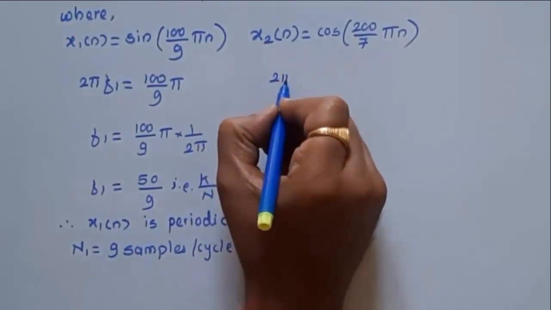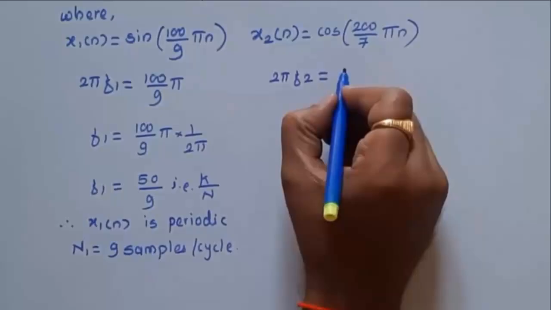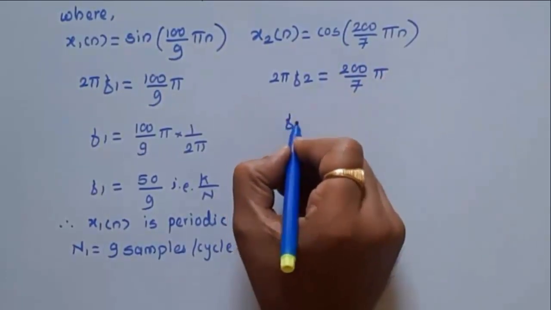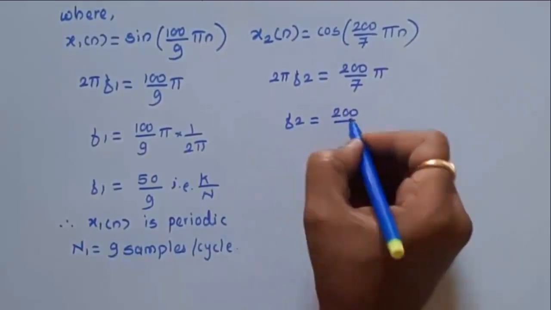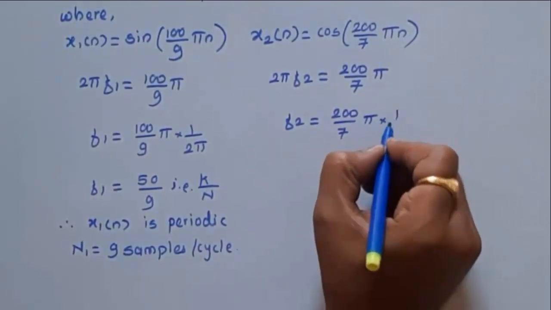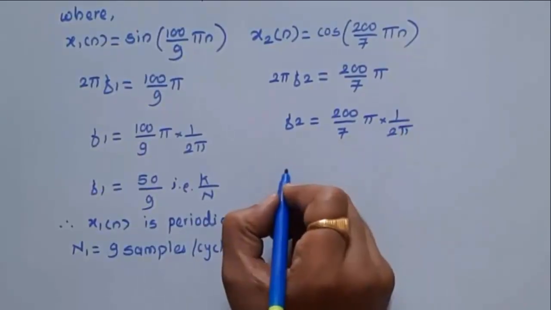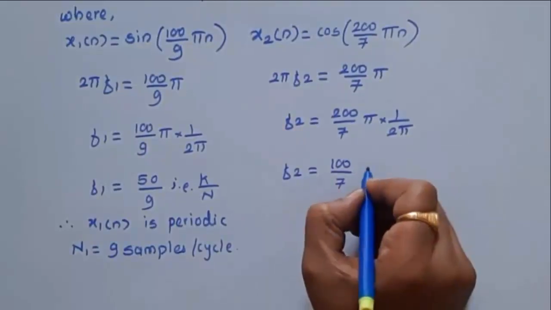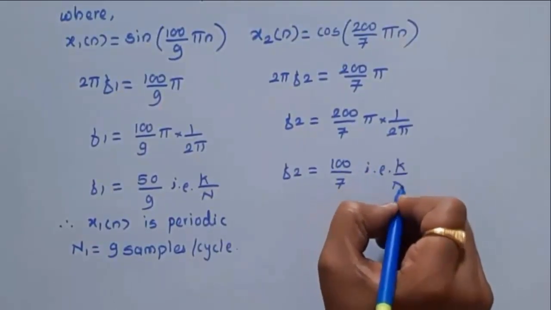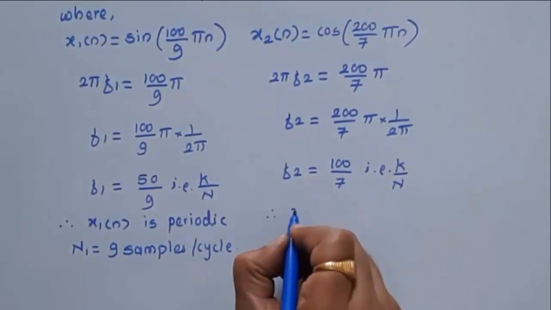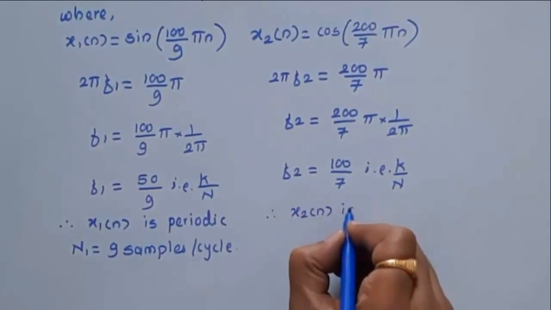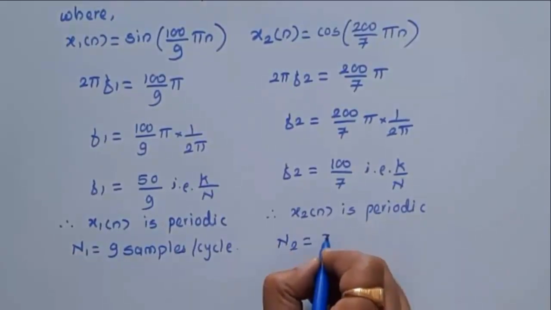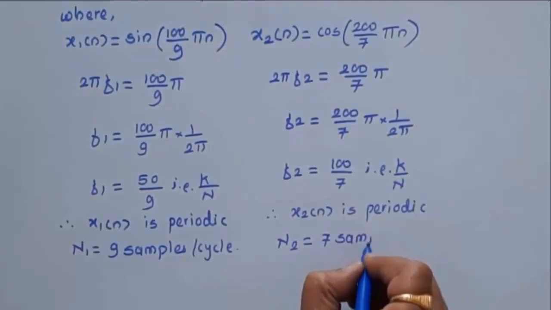Similarly, for x2 of n, 2 pi f2 is equal to 200 by 7 pi. Simplifying for f2, we will get f2 is equal to 100 by 7, which is a ratio of integers, that is k by N. Therefore, x2 of n is a periodic signal and its period N2 is equal to 7 samples per cycle.